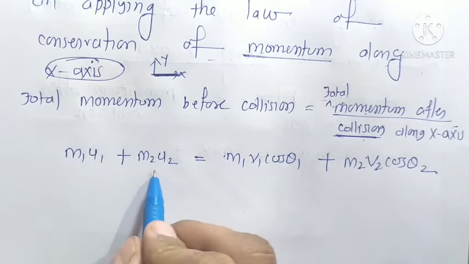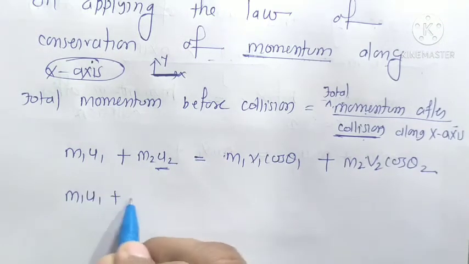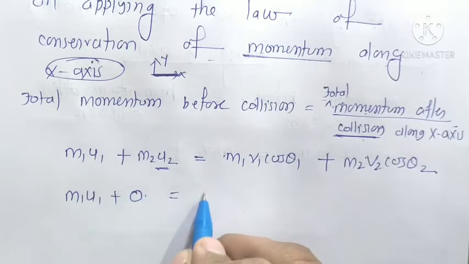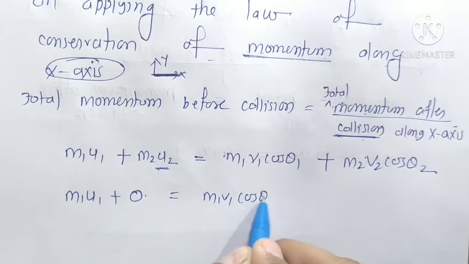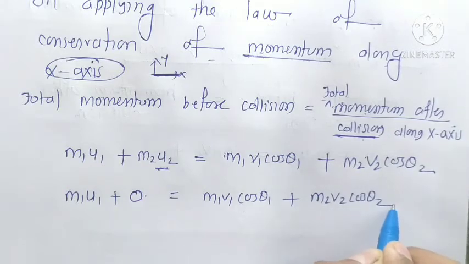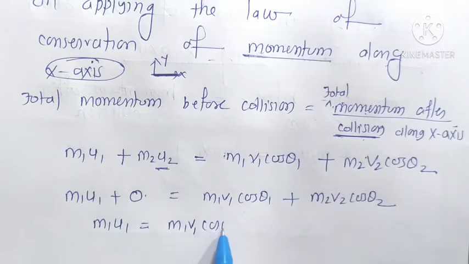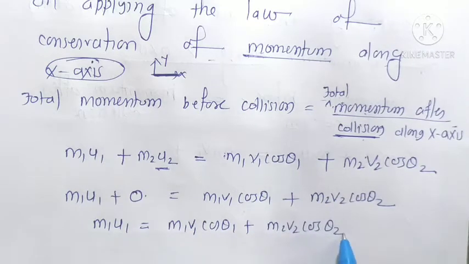Finally, u2 is equal to 0 because the second body is at rest, so that term becomes 0. So m1 u1 is equal to m1 v1 cos theta 1 plus m2 v2 cos theta 2. We give this equation number 1.